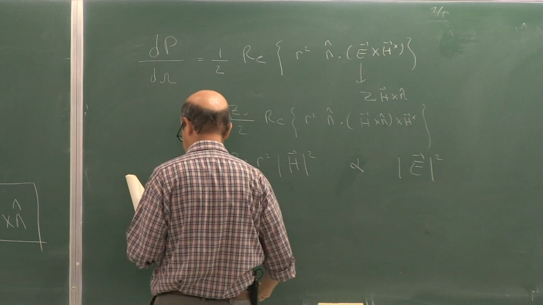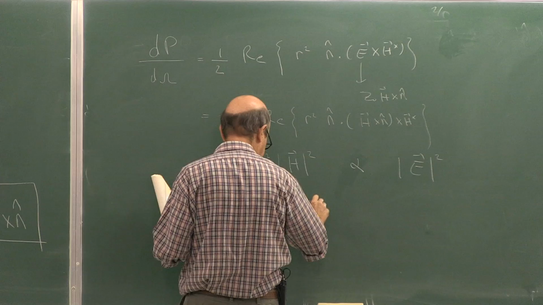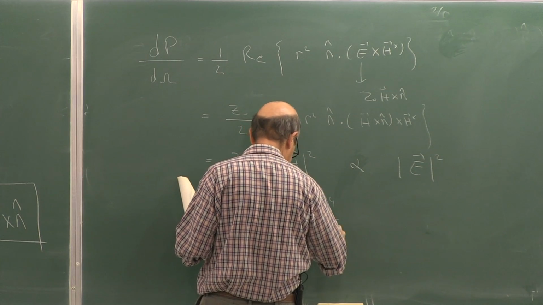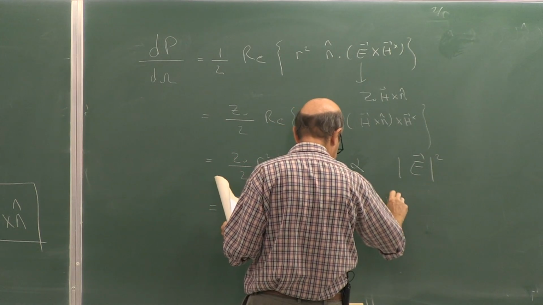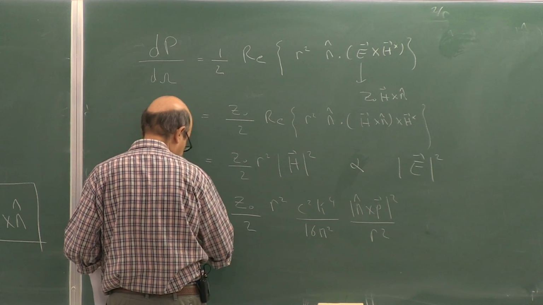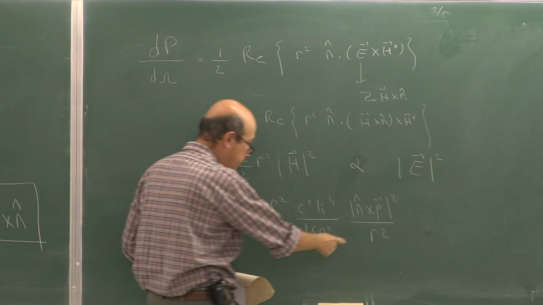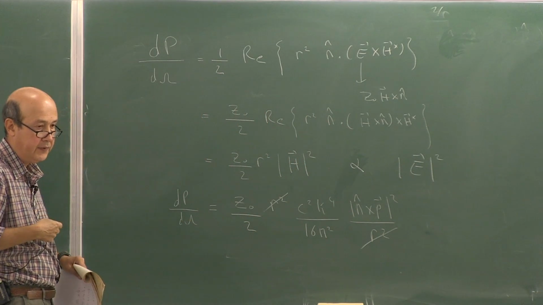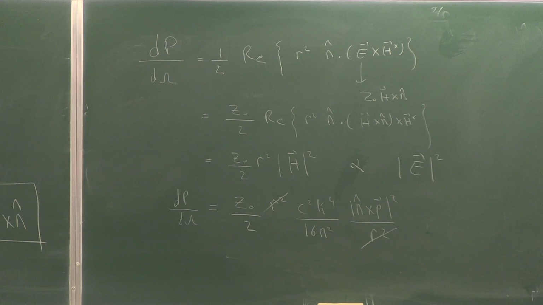Z0 over 2. R squared terms will be cancelled out. Let me keep and cancel later. c squared k to the 4 over 16 pi squared, n cross p over r squared. So the important thing here is that this power emitted per solid angle again doesn't depend on r. Why? Because the waves are spherical waves and that will be cancelled. So you can see that the radiation can be observed at any distant point, of course, if the medium is vacuum, not dispersive.